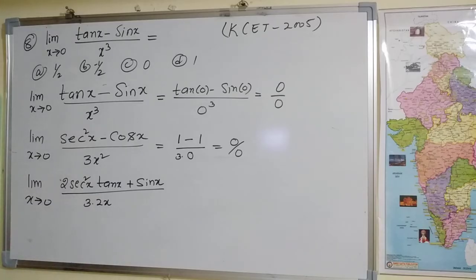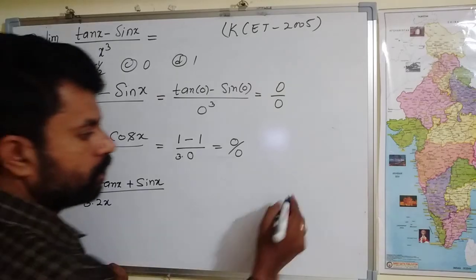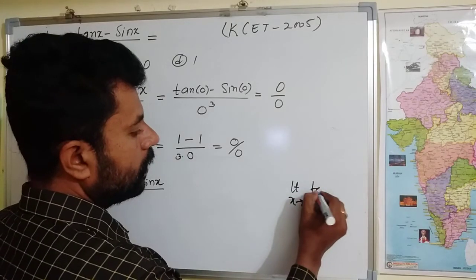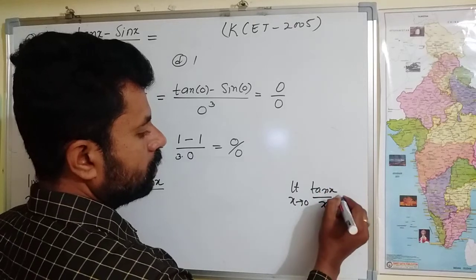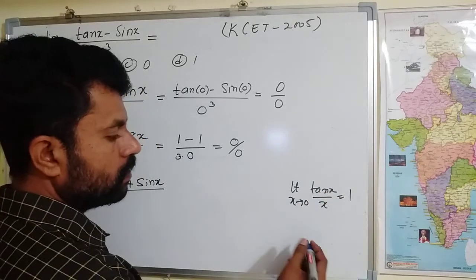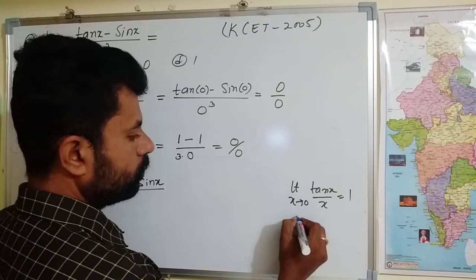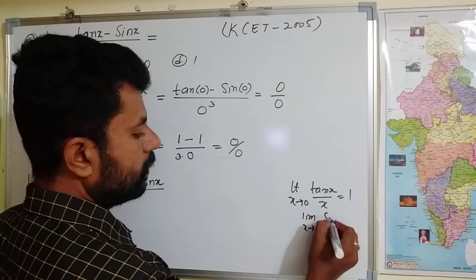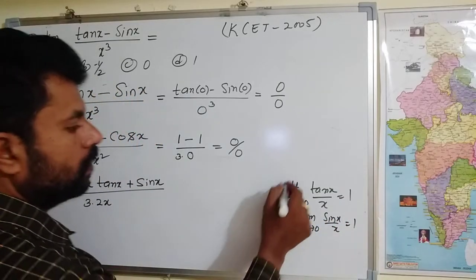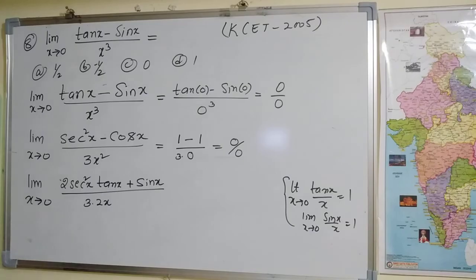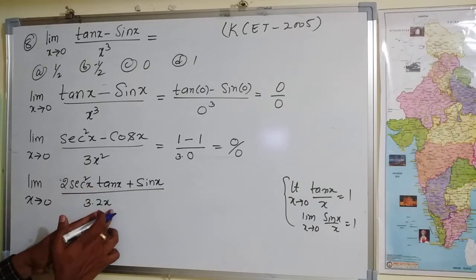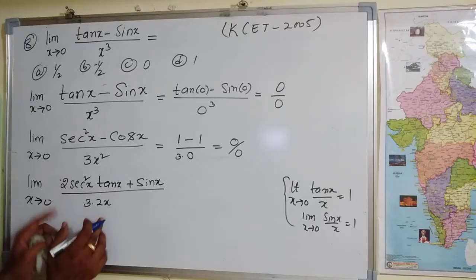Now here we split this term, each term divided by the denominator, because we know that tan x by x is a standard result. Limit x tends to 0, tan x by x is 1. Similarly, sin x by x is also 1. Limit x tends to 0, sin x by x or x by sin x is equal to 1. That is using the sandwich derivation. We know that result. Here we have tan x by x, and here also sin x by x.